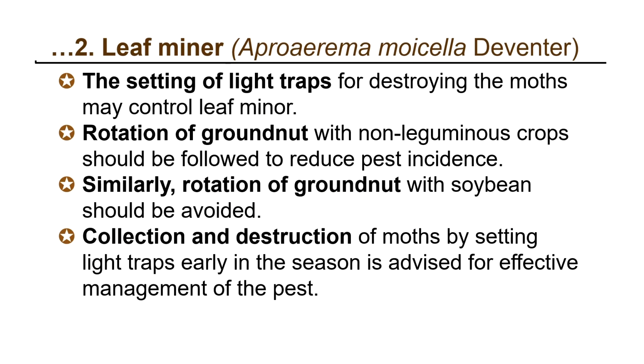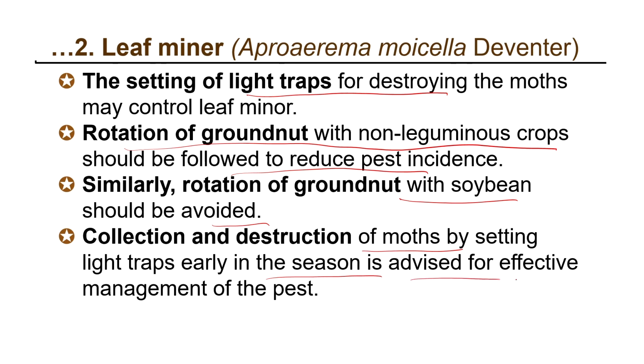What more can be done? The setting up of light traps for destroying the moth may also control this leaf miner. Rotation of groundnut with non-leguminous crops should be followed to reduce the pest incidence. Similarly, rotation of groundnut with soybean should be avoided. Collection and destruction of moth by setting light traps early in the season is advised for effective management of the pest.